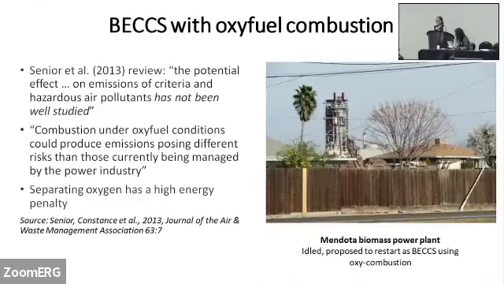So let's start with that first one, BECCS with oxy-fuel combustion. We know that biomass combustion is really polluting. So when you add oxy-fuel combustion CCS to that, a 2013 review found that there is very little information on the criteria air pollutant emissions from that, and that it could produce emissions that have different risks than those currently being managed. There's a really big energy penalty for this technology. So that's at the facility, and we know upstream for BECCS that there's a lot of emissions with harvesting, cutting, transporting, processing, trucking that material.